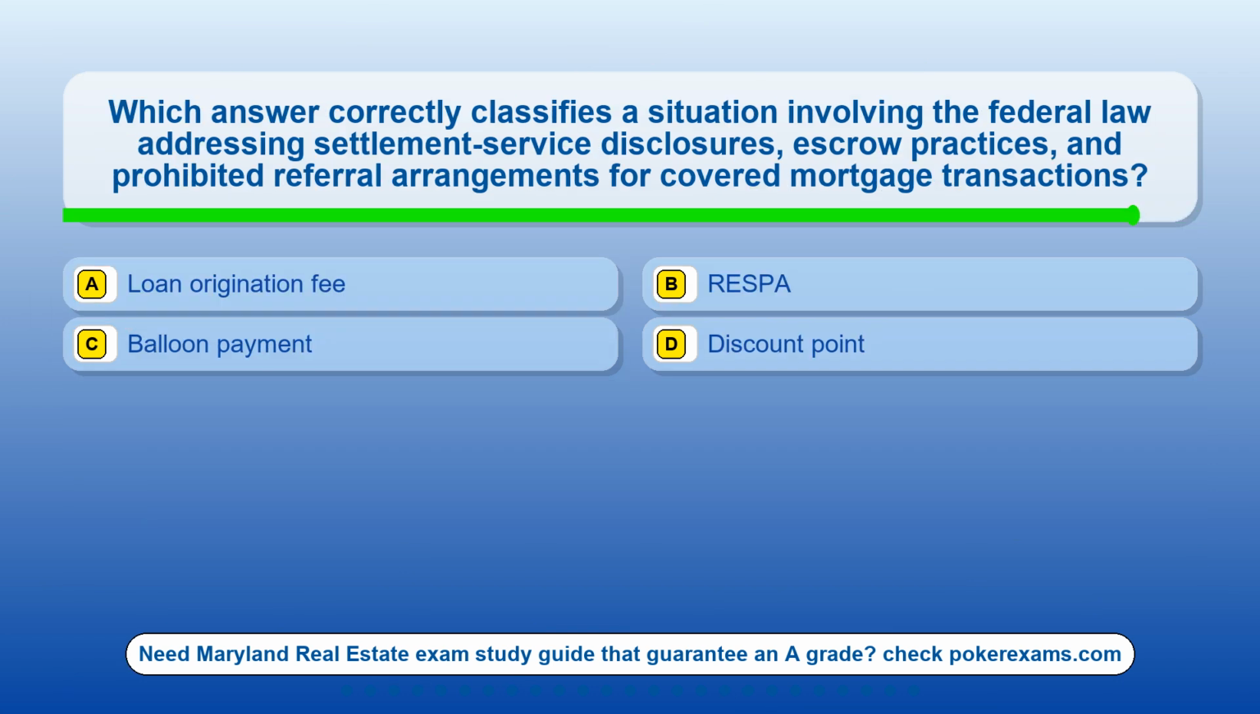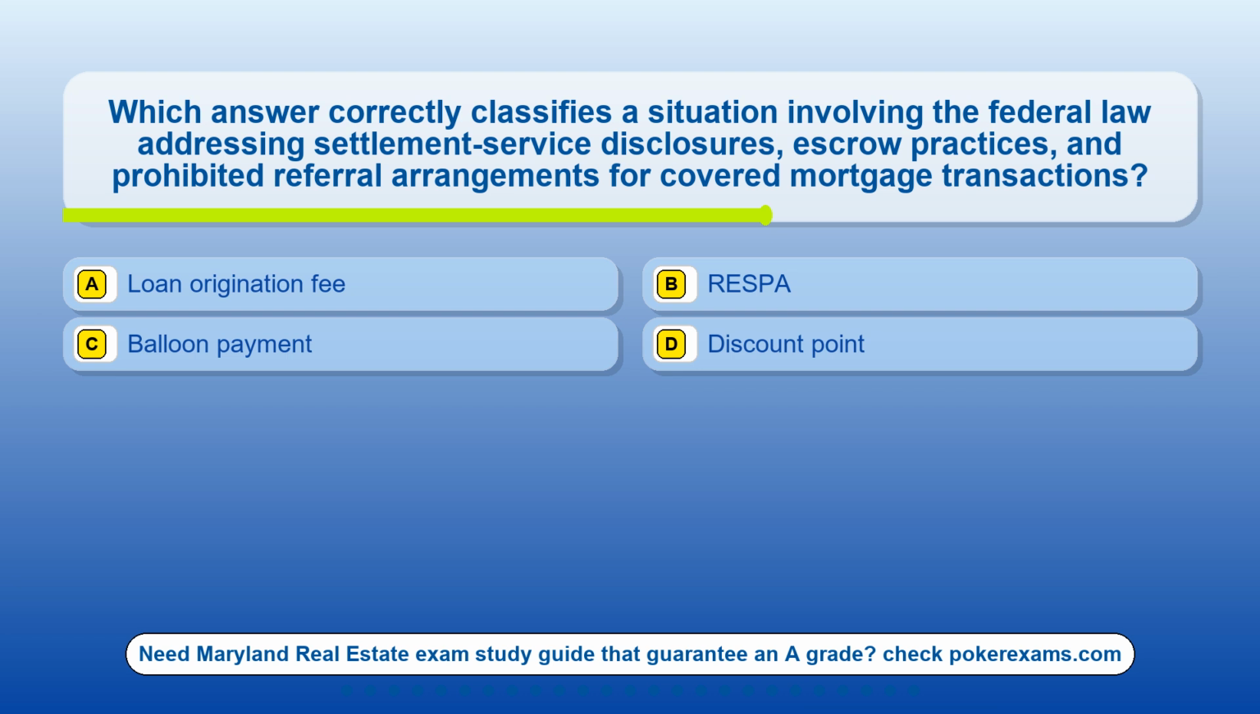Question 15. Which answer correctly classifies a situation involving the federal law addressing settlement-service disclosures, escrow practices, and prohibited referral arrangements for covered mortgage transactions? Option A, loan origination fee. Option B, RESPA. Option C, balloon payment. Option D, discount point.